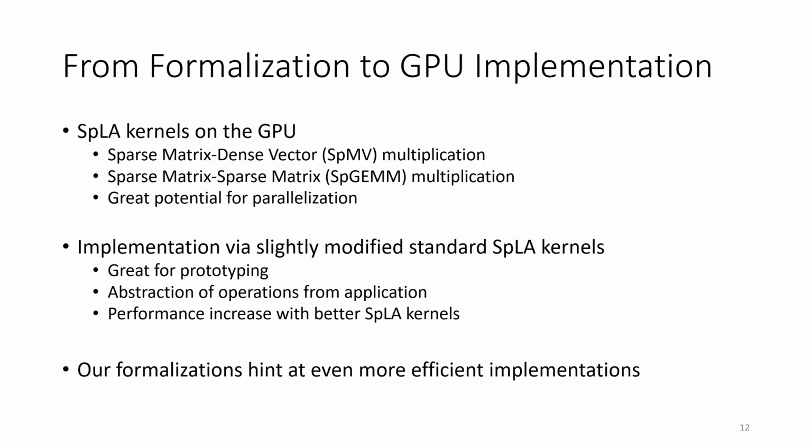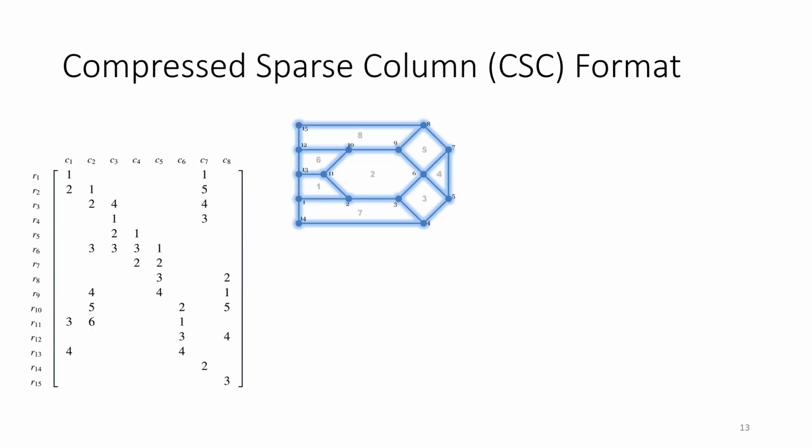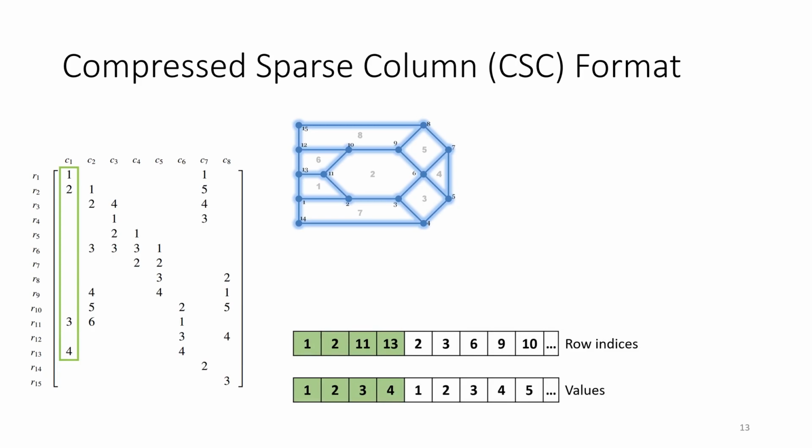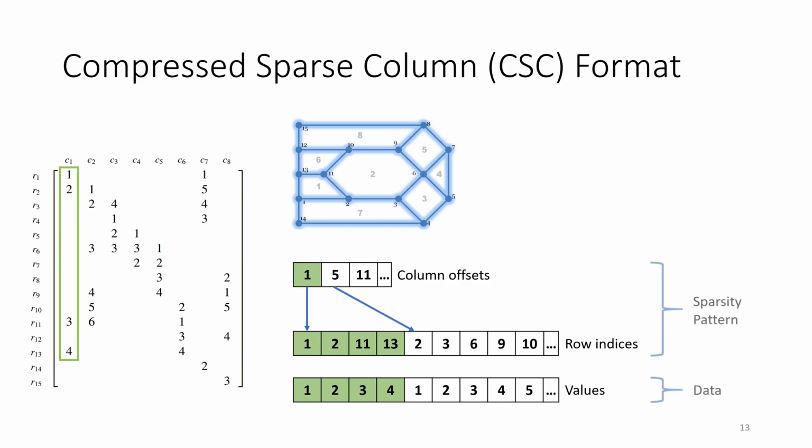We use the compressed sparse column format to represent sparse matrices in our implementation. The CSC format consists of a total of 3 arrays. The first 2 store 1 entry per non-zero entry in the matrix, namely a row index and the corresponding value. A third array stores the beginning of each column in the other 2 arrays. Column offsets and row indices determine the sparsity pattern of the matrix, and the values store the actual data.